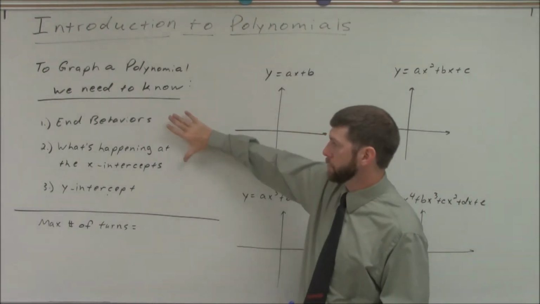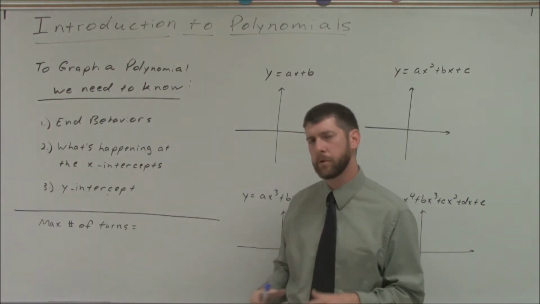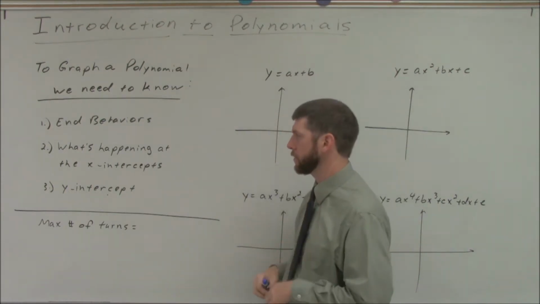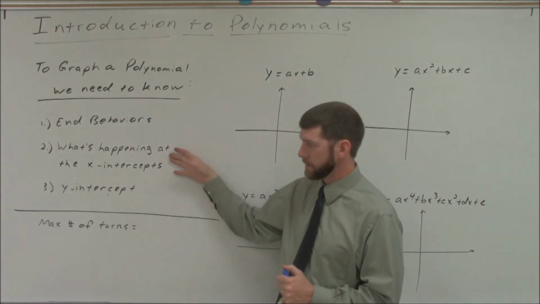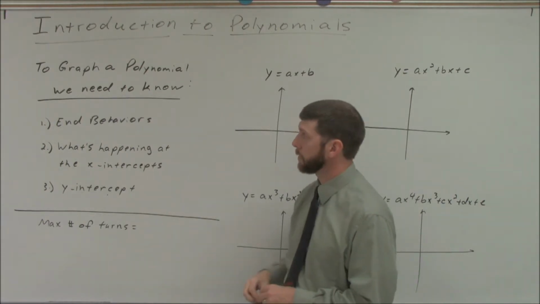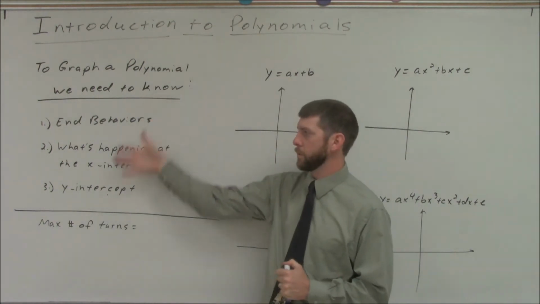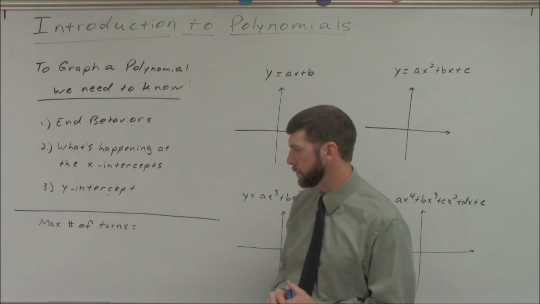Now we're going to look at actually graphing polynomials, just getting a quick sketch. We want to be able to look at a polynomial and determine the general shape of this polynomial. What's it doing at the ends, what's happening at the x-intercepts, and where is that y-intercept? So if we're graphing a polynomial, those are the things we need to know. Those are the things we want to be able to extrapolate from looking at the polynomial.